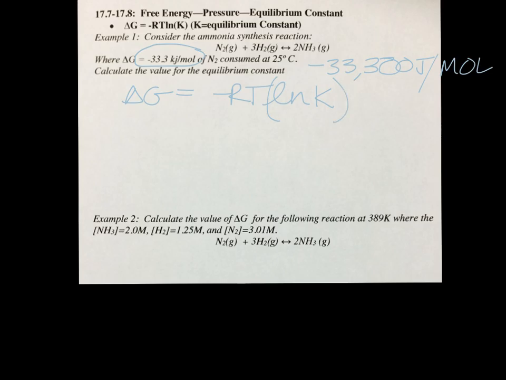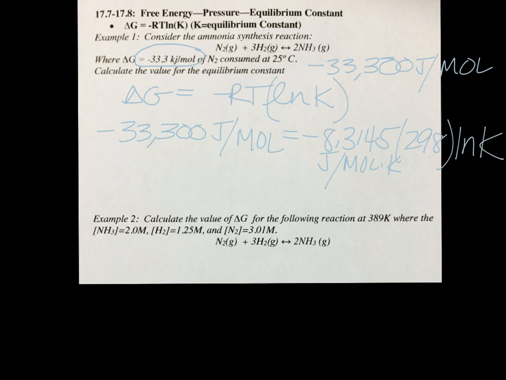So I'm going to simply substitute in negative 33,300, and that's joules per mole, equals negative 8.3145, and that's joules per mole Kelvin. And my temperature is 25 degrees Celsius, so that's 298, and then I have ln of K. So I divide both sides, and I get the ln of K is equal to 13.44. And then I just take the inverse of the natural log, and I get K equal to 686,780.39.